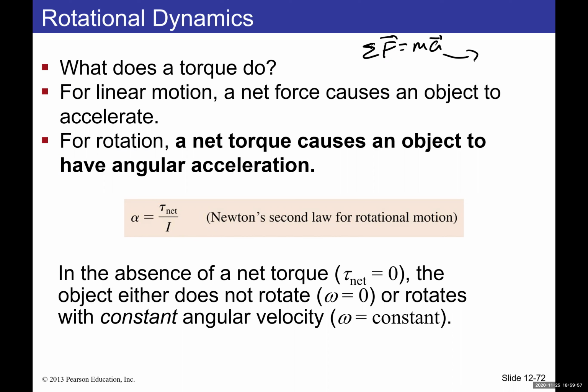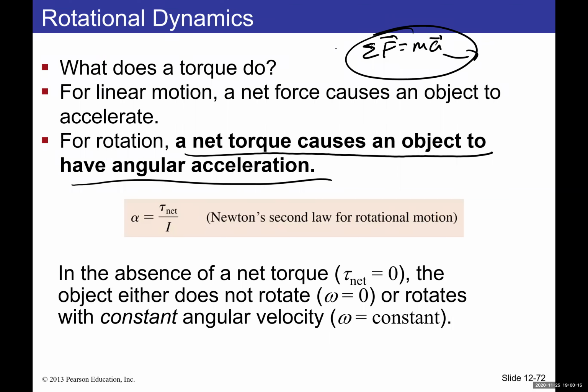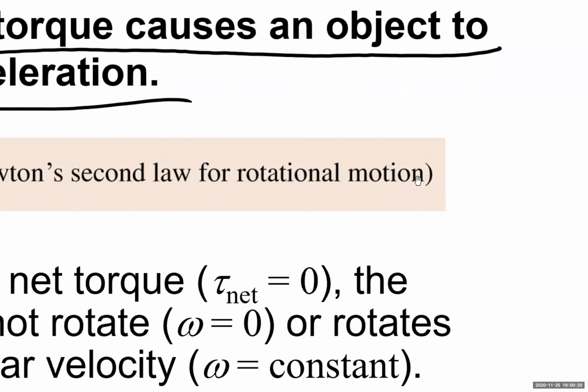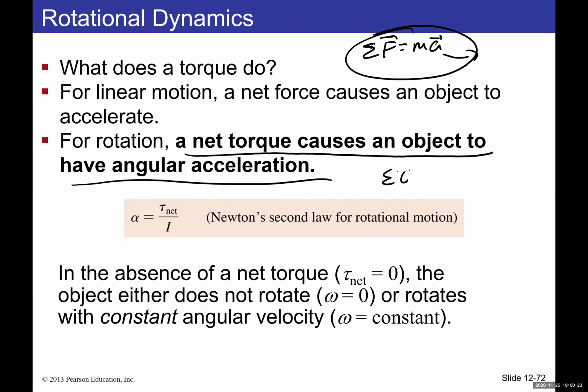So when there is a net torque acting on the object, what does it do to the object? Well, it makes the object have an angular acceleration. That means the net torque causes an object to have an angular acceleration, similar to how the net force causes an object to have a linear acceleration. Even the equation has a similar format. Net force equals mass times acceleration. Net torque equals the mass equivalent, which is the moment of inertia, times angular acceleration. This is the rotational second law, or you can write it in terms of the angular acceleration: alpha equals net torque divided by moment of inertia.